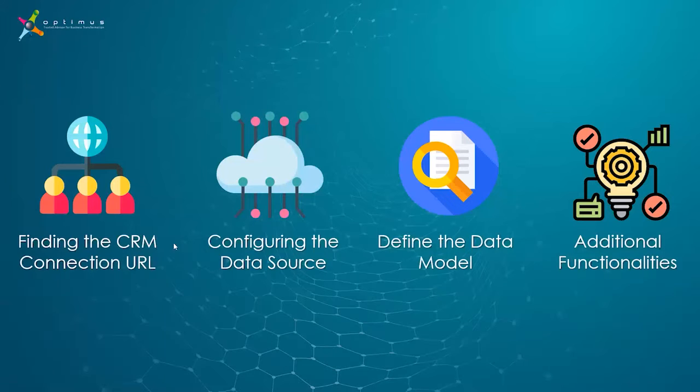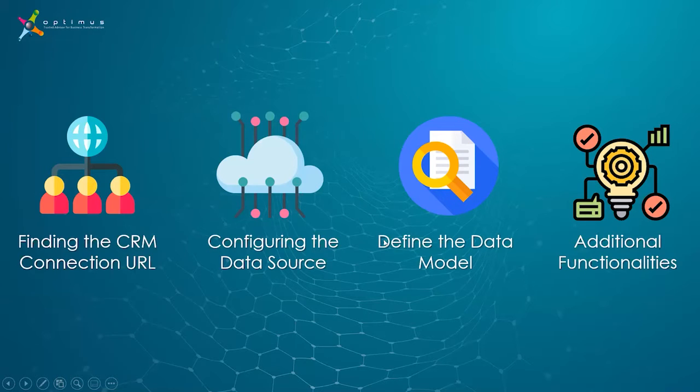Okay. Those are the topics that we are going to cover today. At the beginning, I'm going to show you how to find the CRM connection URL. That's something that you are going to need to interact with CRM from Power BI. So I'm going to show you how to identify that URL from CRM. And after that, I'm going to show you how to configure the data source directly in Power BI.